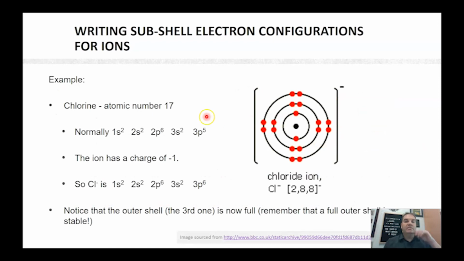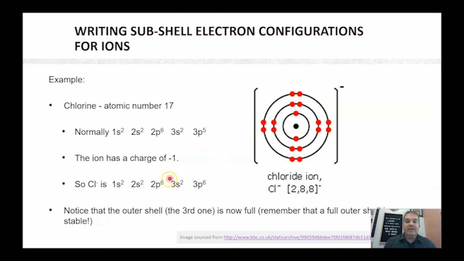So here's chlorine, atomic number 17. It'd normally be 1s2, 2s2, 2p6, 3s2, 3p5 if we follow the arrows through. Now, because it's a non-metal, it wants to gain electrons. Because it's in group 7, it has 7 electrons in the outer shell, which means it wants to gain 1. So we need to put 1 in. Because we're putting electrons in, we find the highest subshell, which is the 3p here.